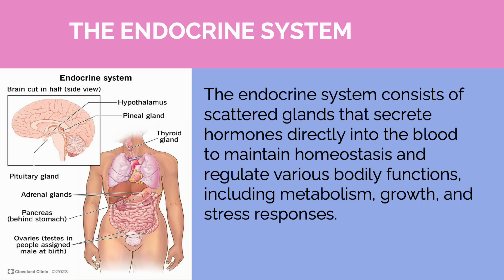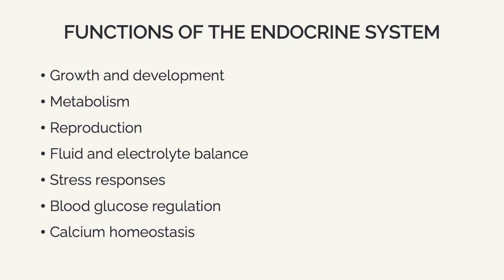Now, unlike the exocrine glands, endocrine glands do not use ducts for communication. Instead, hormones are released directly into the bloodstream, allowing them to travel to distant target organs. Now, although the endocrine glands are scattered throughout the body, they do function together as a very well integrated system to maintain balance and adapt to changes in the internal and external environment.